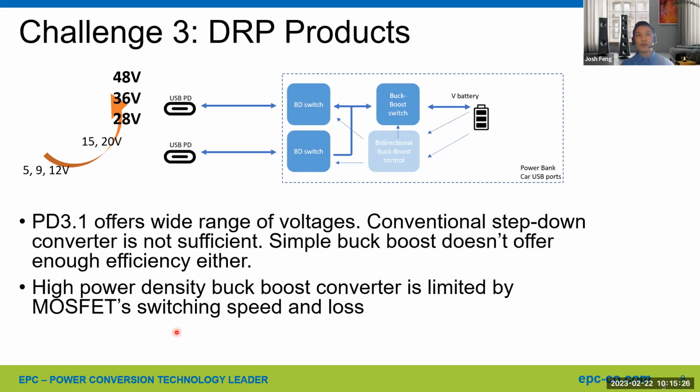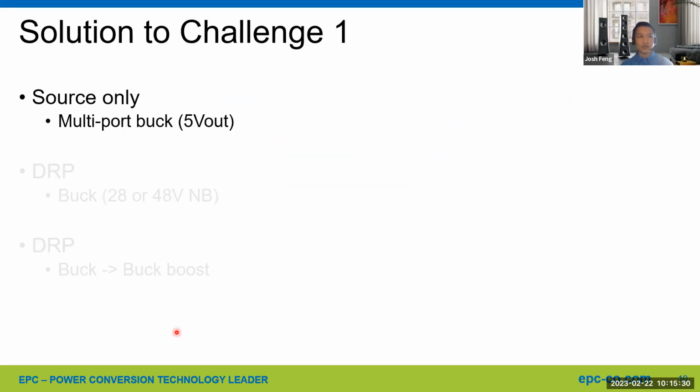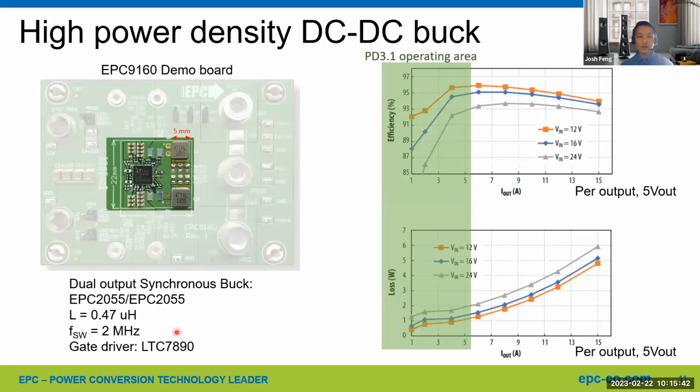Okay, now if I go back to the first challenge, which is the AC adapter with multiple output ports. Typically, in this case, I take 5V as an example. If we were to address this with mid-voltage GaN solutions, you can potentially deliver a very high density DC-DC buck.